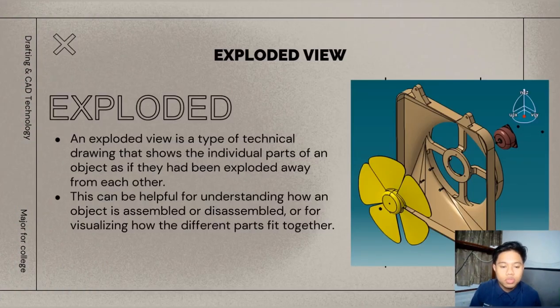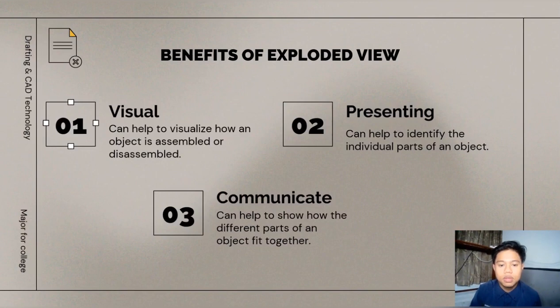Exploded view. The exploded view is a type of technical drawing that shows the individual parts of an object as if they had been exploded away from each other. This can be helpful for understanding how an object is assembled or disassembled, or for visualizing how the different parts fit together. The benefits of exploded view.